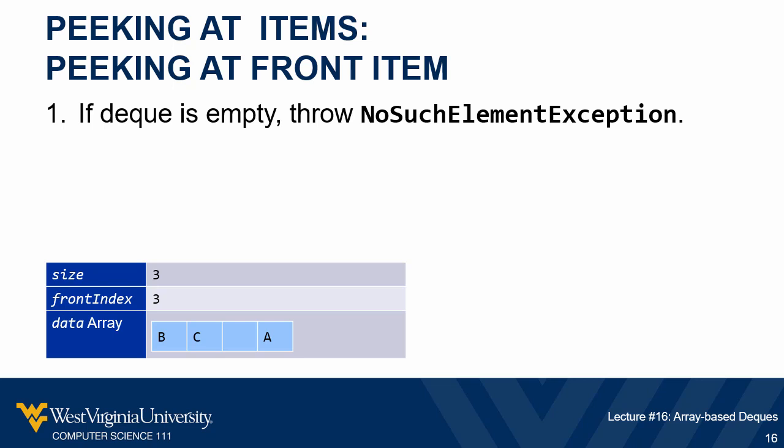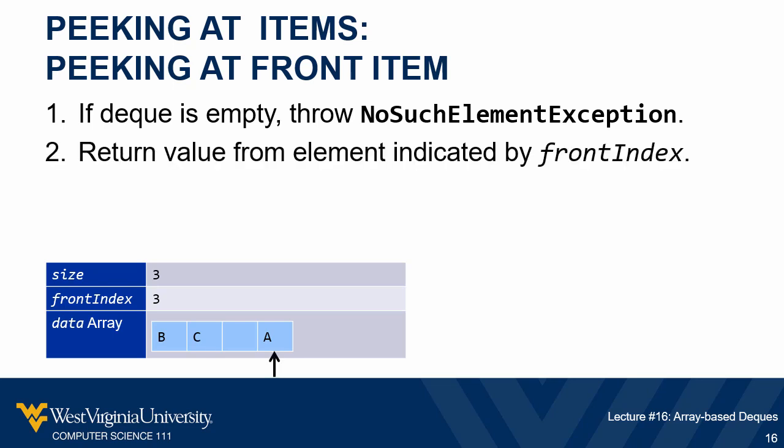When we go to peek at the front, we have the front index field that specifically tells us which array index contains the front of our deck. So here it's 3, and remember that arrays start off at 0, so we have 0, 1, 2, 3. Our value's A, and that's what we're going to go ahead and return from peeking at the front.